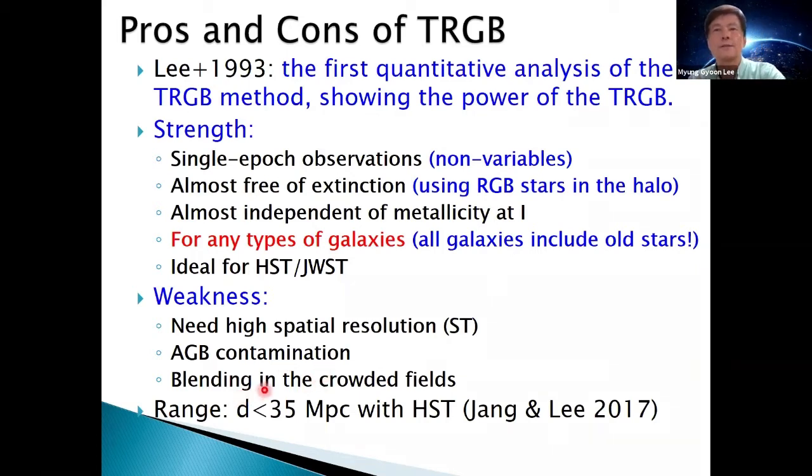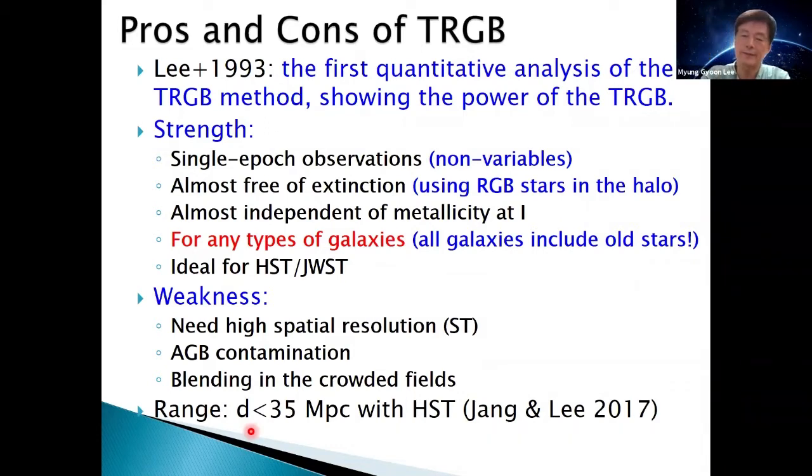And the third one, the blending in the crowded field. When the stellar density is too high in a field, some stars get blended, so that you measure the magnitude of a star actually brighter than the real magnitude. But this is also not significant. And the range of TRGB application is, roughly speaking, distances closer than 35 megaparsec with HST.